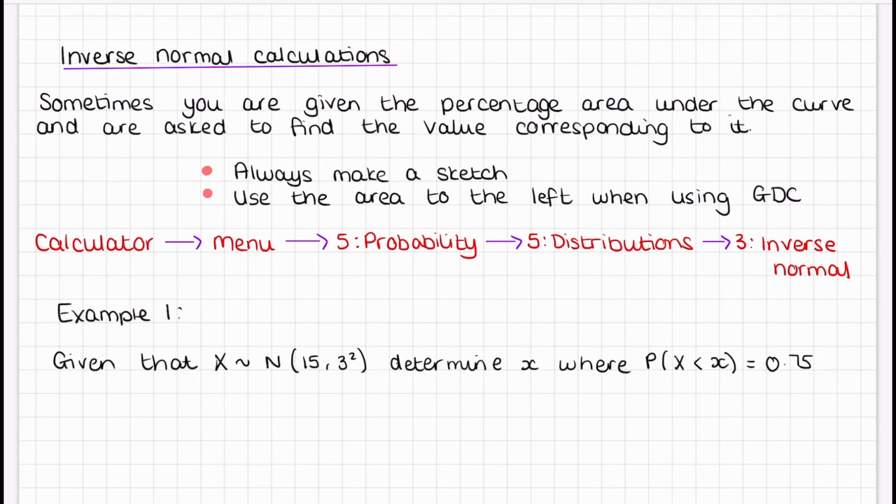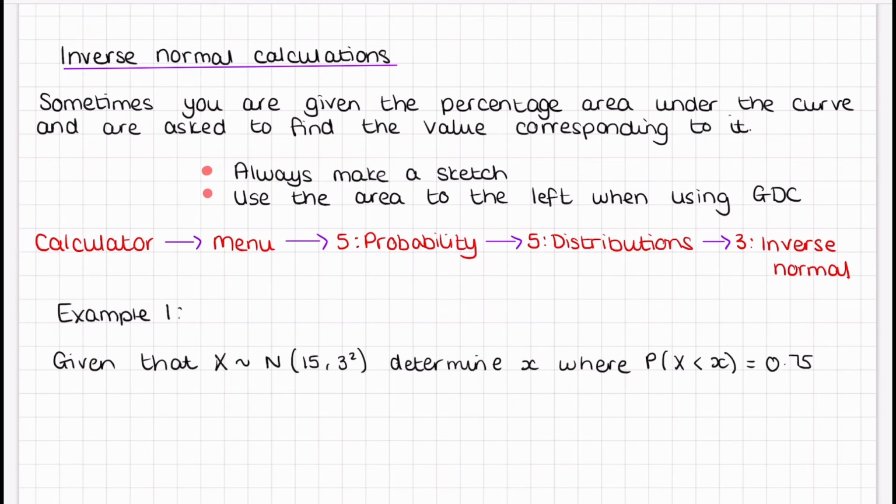So sometimes we are given the percentage under the curve and we need to find the value corresponding to it. So it's always good to make a sketch because we have to use the area to the left of the line we draw on our sketch when we're using our calculator. Here are your steps on your calculator to put this in. So you've got the calculator menu, probability, distributions, and then number 3, inverse normal.